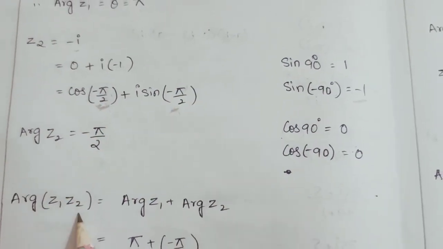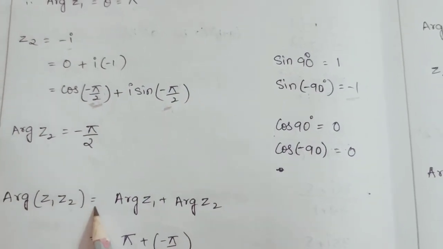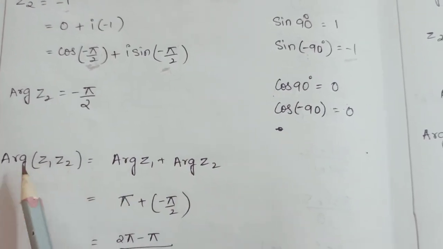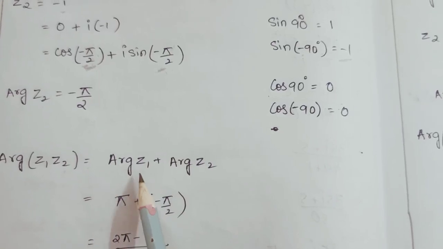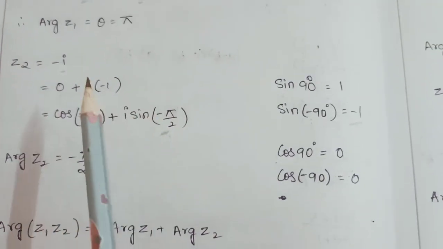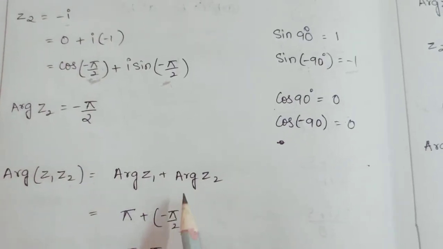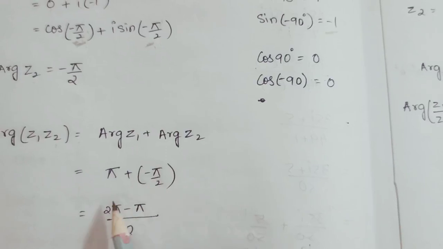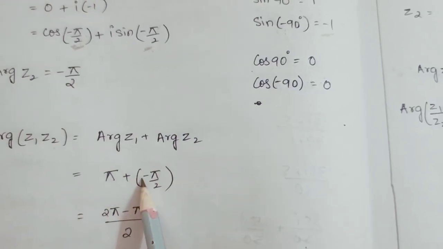Arg of z1 into z2 is equal to arg z1 plus arg z2. This is the formula for arg z1 z2, which is equal to arg z1 plus arg z2. Arg z1 value is pi, plus arg z2 value is minus pi by 2. Pi plus minus pi by 2.